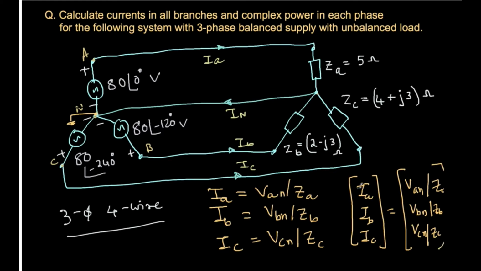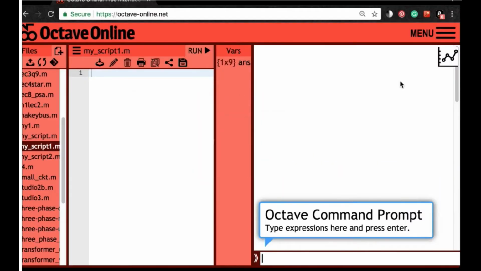For this calculation, you can use a scientific calculator, but I'll be using an Octave interface, which is nothing but similar to MATLAB. It has a syntax, and we can run commands like this. As you already see in my other videos, in the middle is the place where I write the script, and on the right-hand side will be the solution. So let me define the voltages to begin with. VAN, I'll simply write VA just to have a short notation.